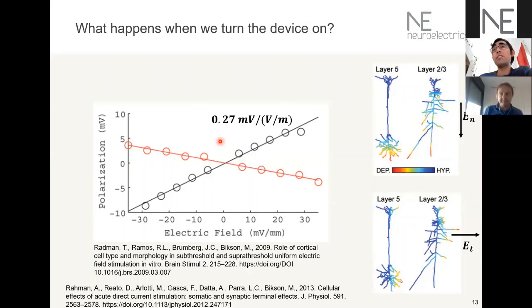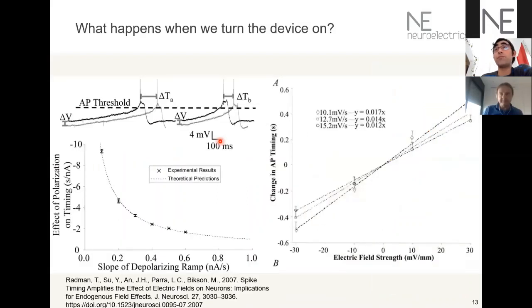So the question here is, what can we do with such small changes in membrane potential? Why would this have an effect? Well, there are studies that show that even these small changes in the membrane potential can affect the timing of generation of action potentials.